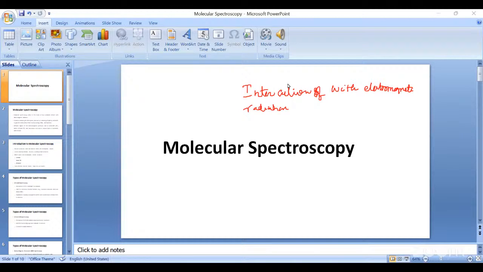So it refers to the study of how molecules interact with the electromagnetic radiation. Mainly, molecular spectroscopy involves absorption, emission, or scattering of light by molecules to gain information about their internal structure. To know the internal structure, otherwise the physical or chemical phenomenon that is happening, molecular spectroscopy is very important.